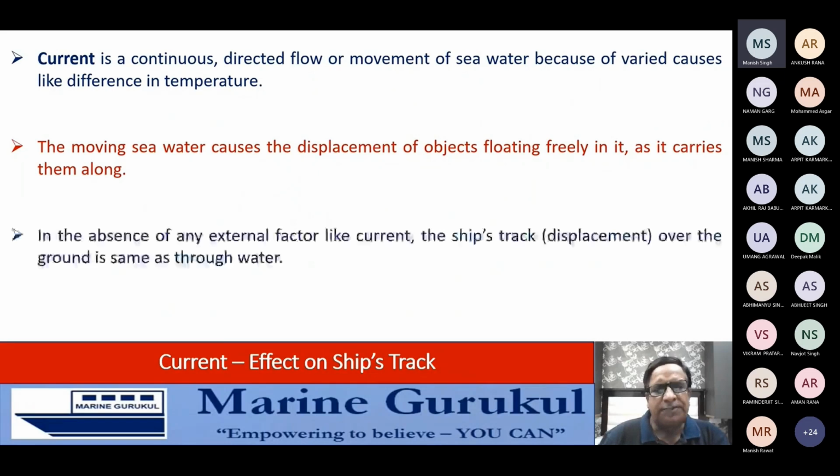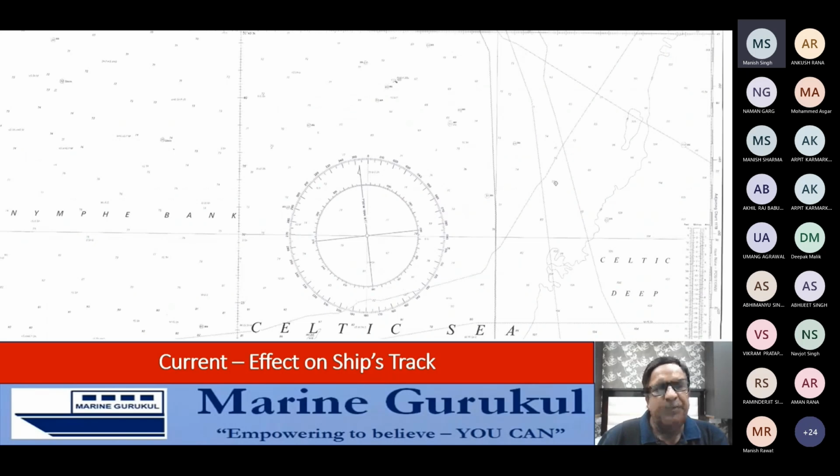In the absence of any external factor like current, ship's drag or displacement over the ground shall be same as its displacement through water. So we must understand the difference between drag through water and drag over the ground.